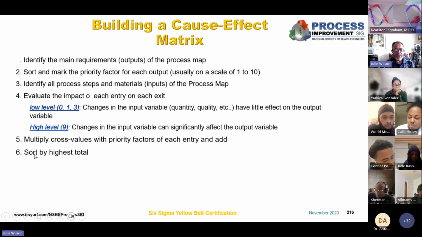So while we rate the overall priorities to the customer on a scale of 1 to 10, we want to truly differentiate how each item impacts that output. When we get the matrix built, we essentially multiply cross values with priority factors, come up with a score and add them up. So we'll show you how to do that. We'll go through an example.